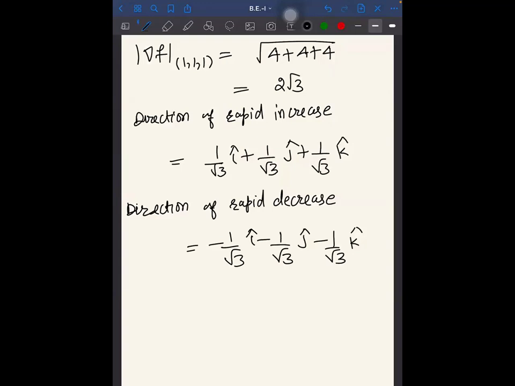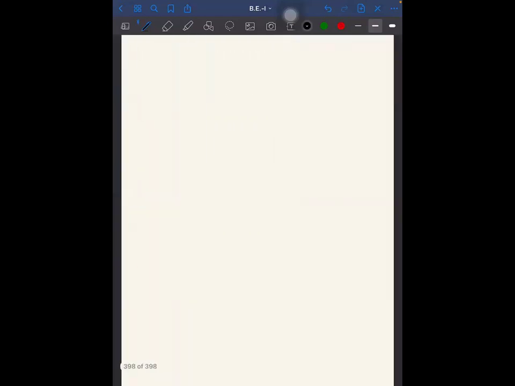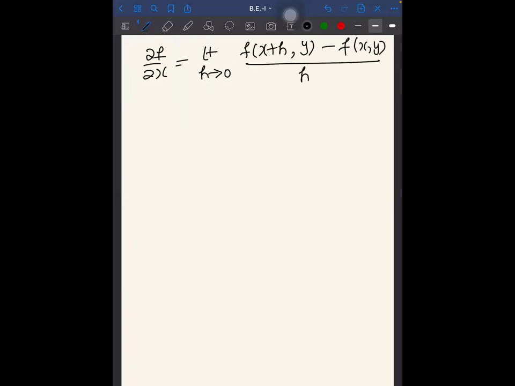सर, किसी और लाइन के about slope, किसी और लाइन के along अगर हमने डेरिवेटिव निकालना हो तो, ठीक है. So अगर हमने along x axis निकालना होता था तो कैसे करते थे हम? Limit h goes to 0, f of x plus h, y minus f of x, y upon h. यही होता है ना? ट्रू?